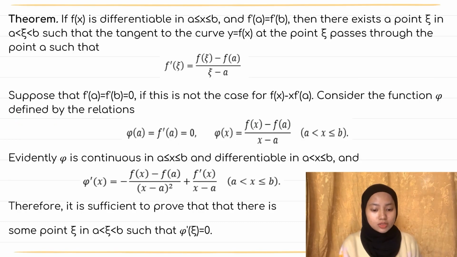So, the theorem states that if a function f(x) is continuous over the closed interval [a,b] and differentiable over the open interval (a,b), then there exists at least one point z in the interval (a,b) such that f prime(z) is equal to 0, i.e. the tangent to the curve at point (z, f(z)) is parallel to the x-axis.